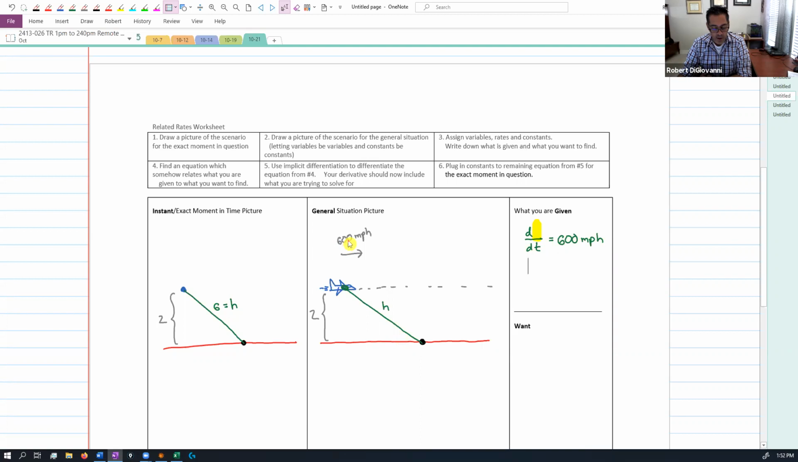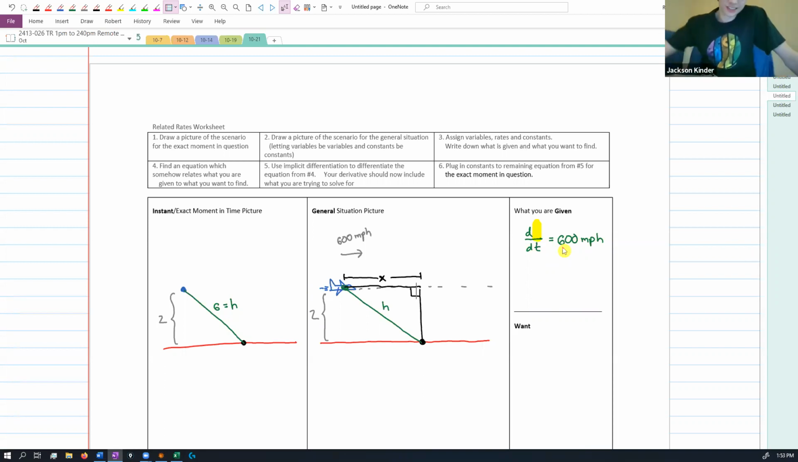600 miles per hour is the rate of change of the plane as it flies horizontally, right? So if I were to visualize a right triangle upside down like this, and I label the distance from here to here as x, Jackson, you with me? Then isn't the 600 miles per hour the rate at which that x is changing? Jackson, is the x shrinking or growing in my picture right now?